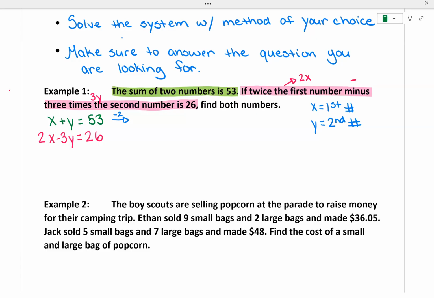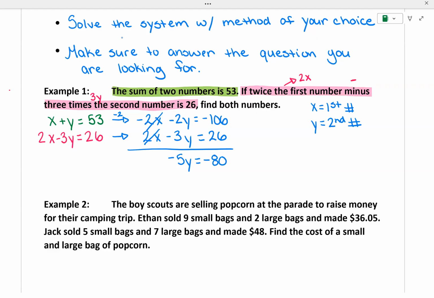So I'm going to multiply everything on that first one by a -2. So I'm going to have -2x, -2y equals, and then 53 times -2 is a -106. And then this one I'm not going to change at all, so I'm just going to write it. Okay. So -2x plus 2x is gone. -2y minus 3y is a -5y. -106 plus 26 gives you a -80. And then when I divide by the -5, I get y equals 16.